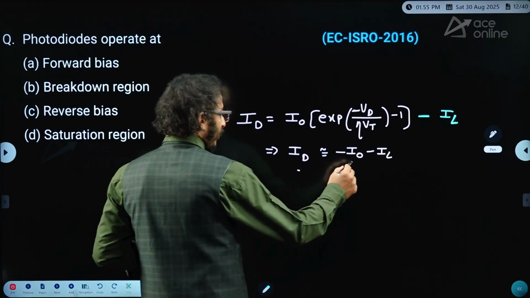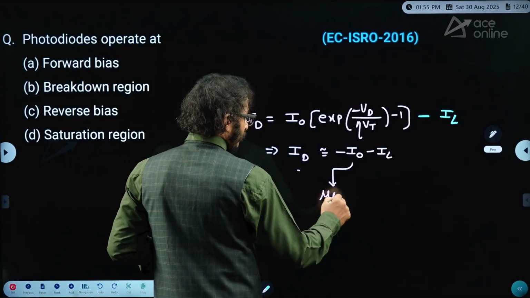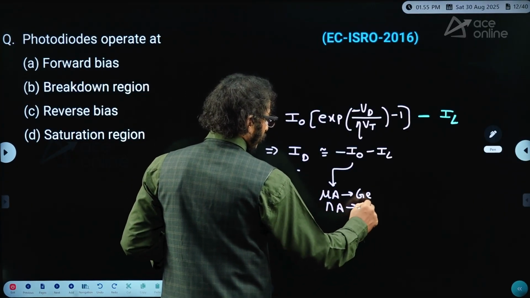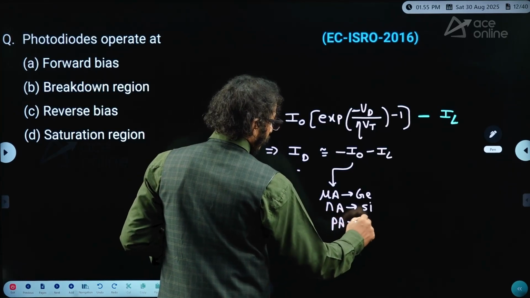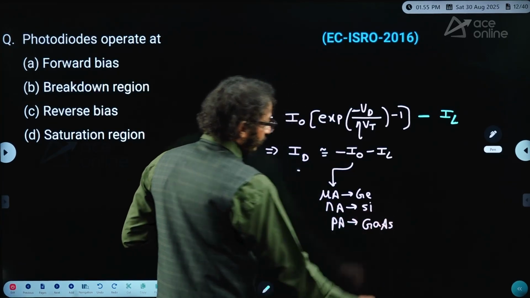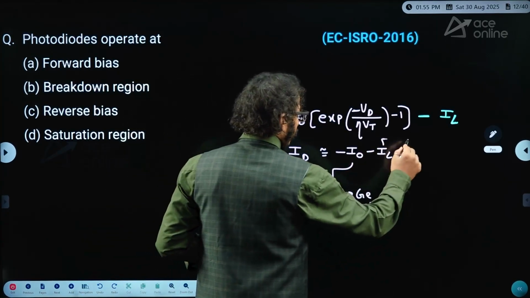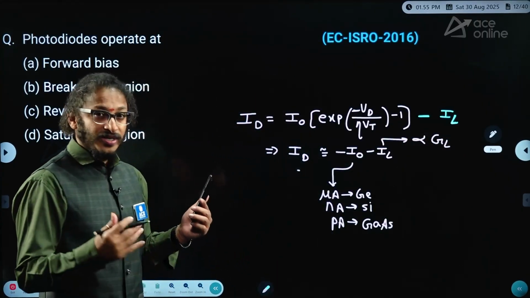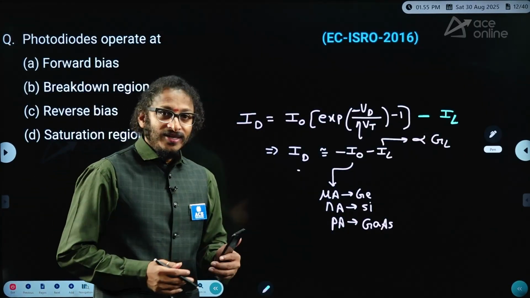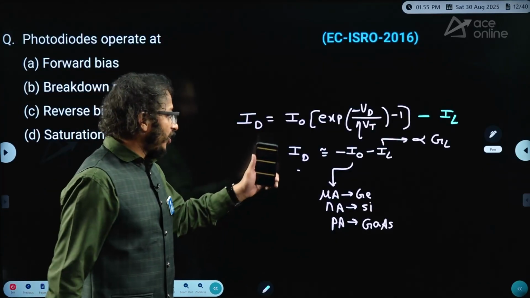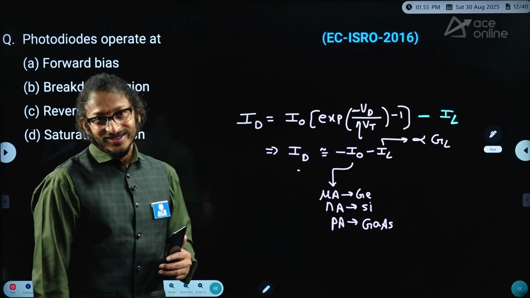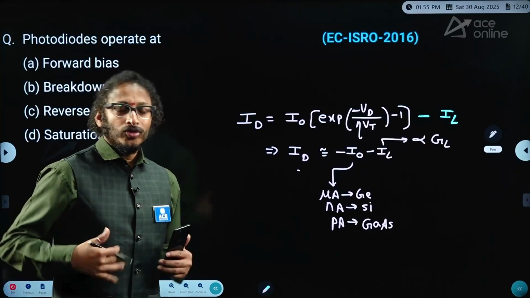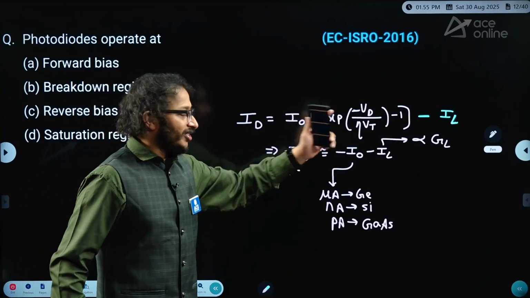And of course, this leakage current is in the order of microamps for germanium, nanoamps for silicon and picoamps for gallium arsenide. And this photocurrent strictly depends on the generation rate due to light. And that is a very good quantity compared to this one. Therefore, ideally, the diode current is almost equal to the photocurrent. So if you are interested in producing photocurrents, you are supposed to neglect this expression.